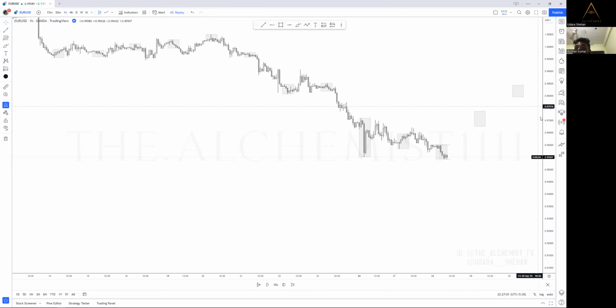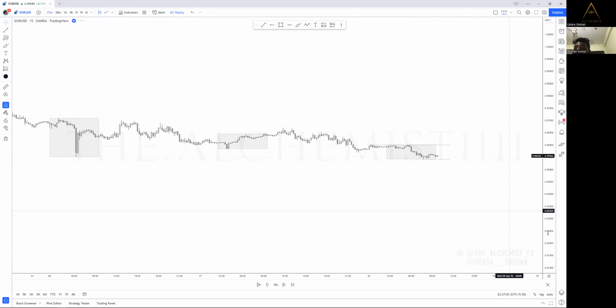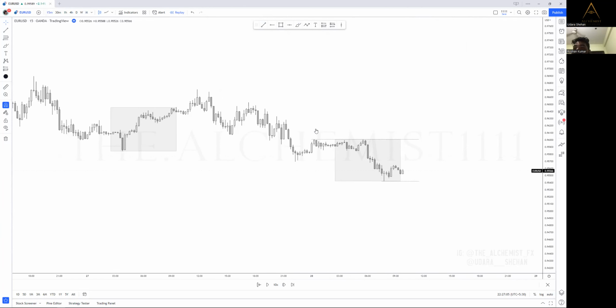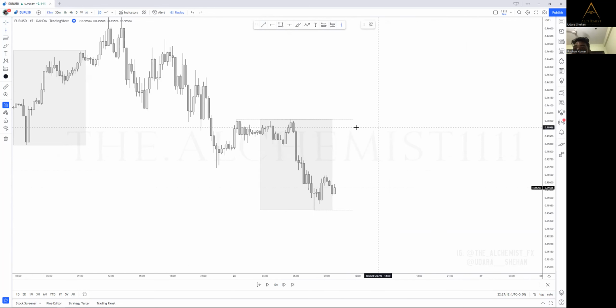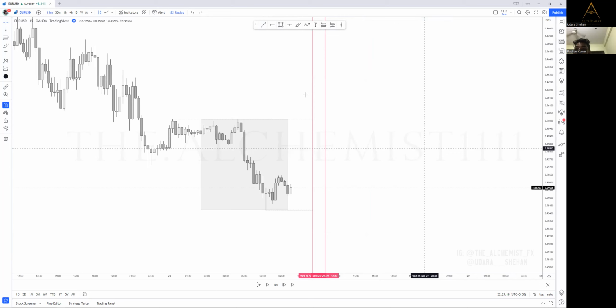So what I did was, don't worry, I'll show you how I took the trade. GBP USD was creating all time lows after that Queen's death or something. So something happened. So 11:30, 12:30. I mark out the timing.